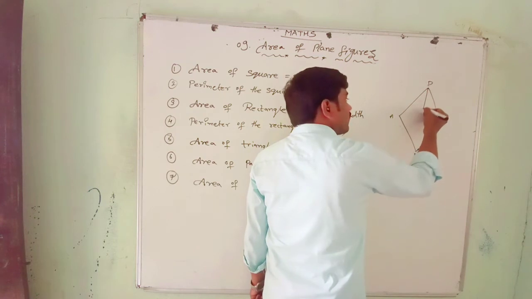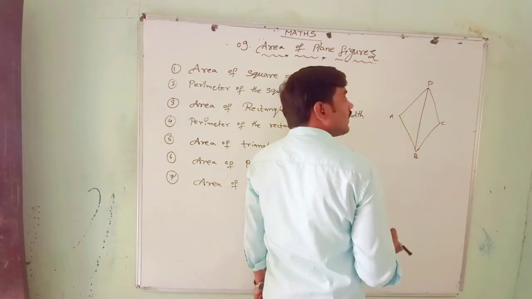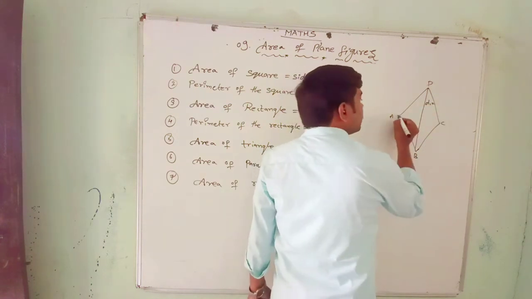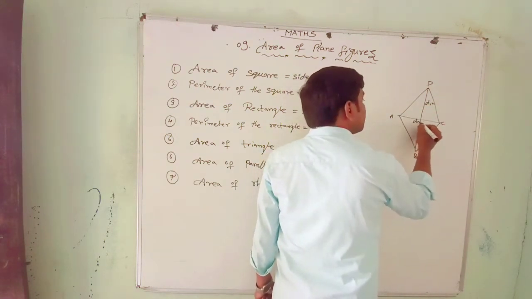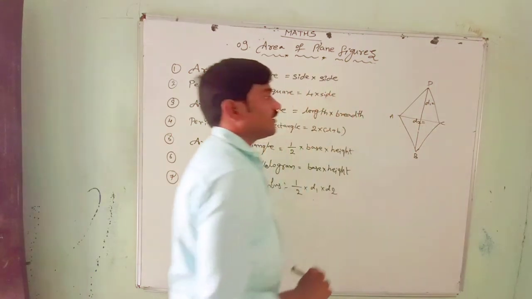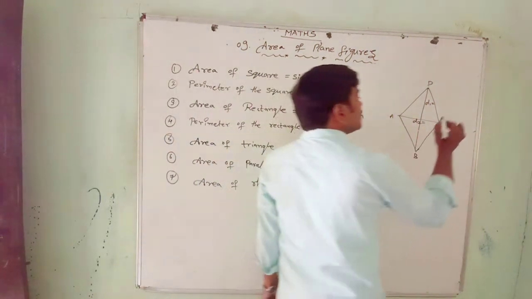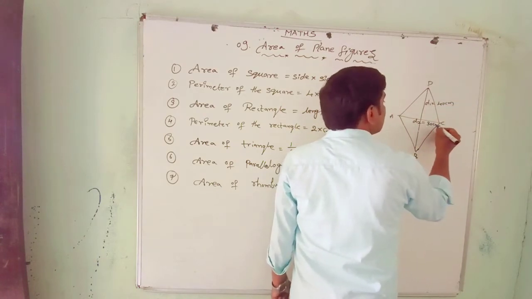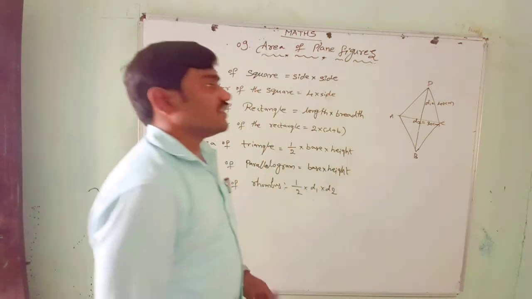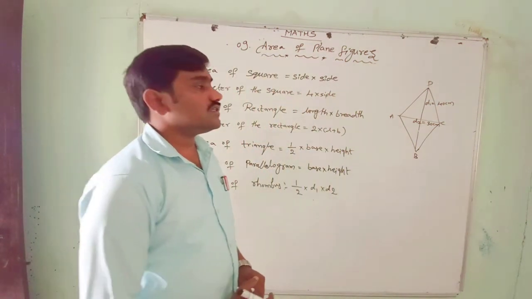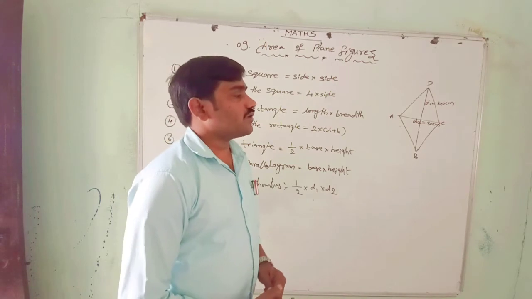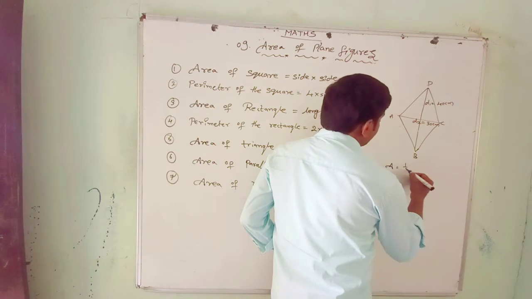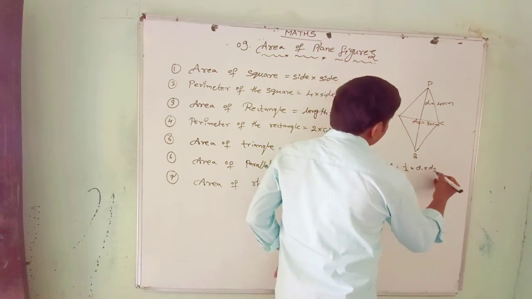We know that this is a diagonal, D1. Suppose we give this the name D1, diagonal 1, and this is diagonal 2, D2. So here D1 and D2 are given. Let us suppose D1 is 40 centimeter and D2 is 30 centimeter. Now let us find out the area of this rhombus. Area of rhombus formula is 1 by 2 into D1 into D2.